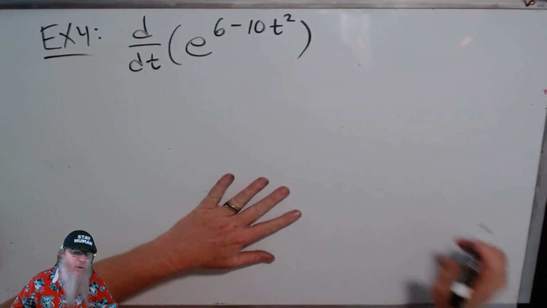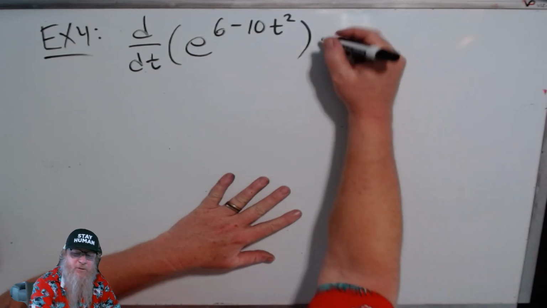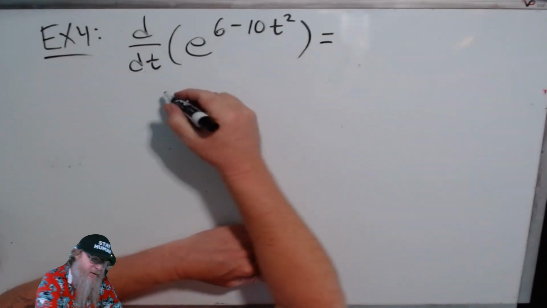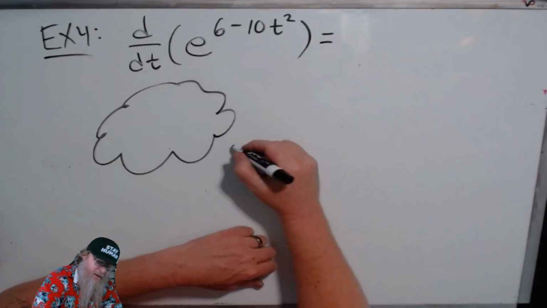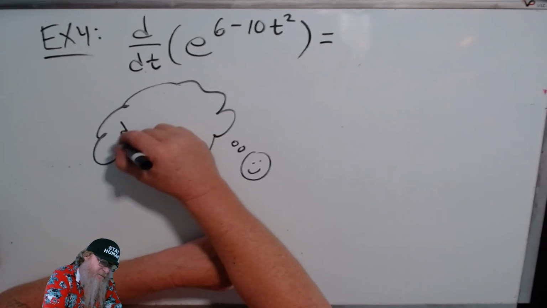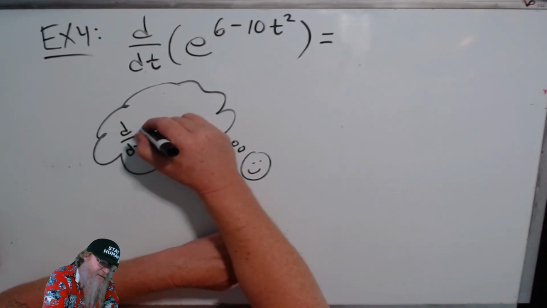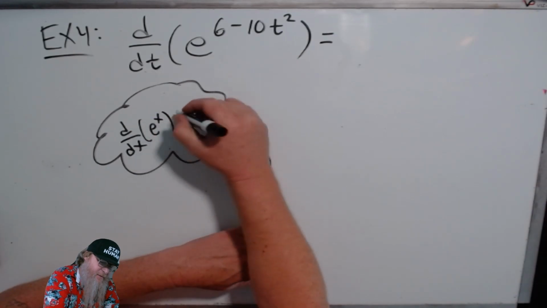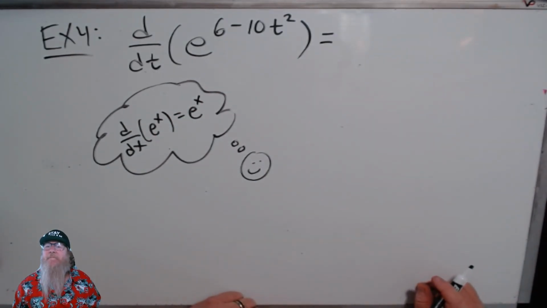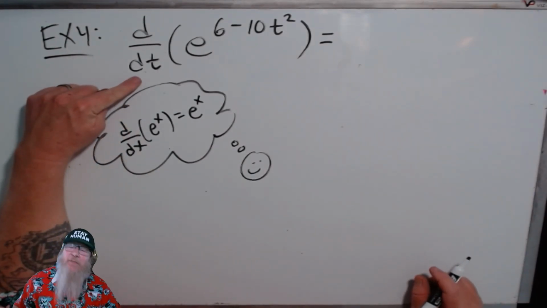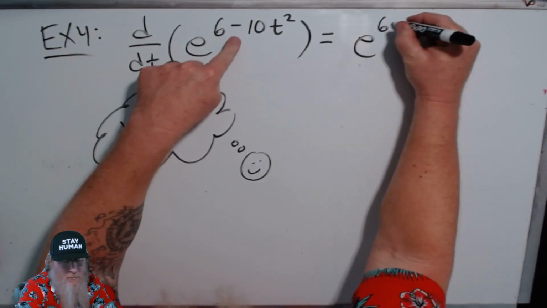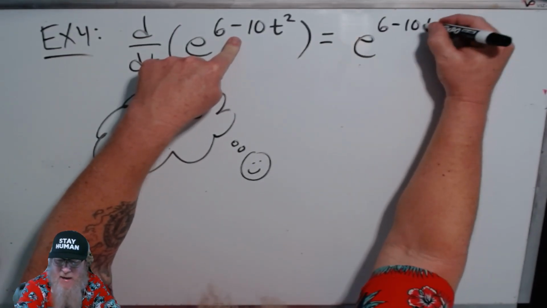This one's actually rather quick. I could probably finish the whole problem in one or two strokes here. Remember, a little memory recall here. The derivative with respect to x of e to the x is just e to the x. So that means the derivative with respect to t is just e to the whatever this is. It's 6 minus 10t squared.